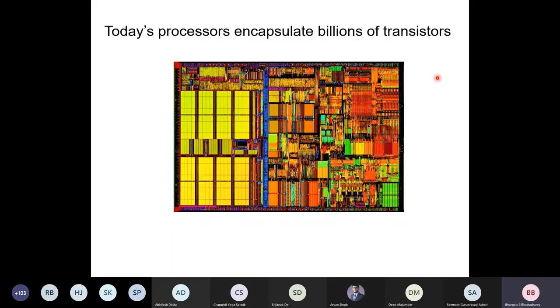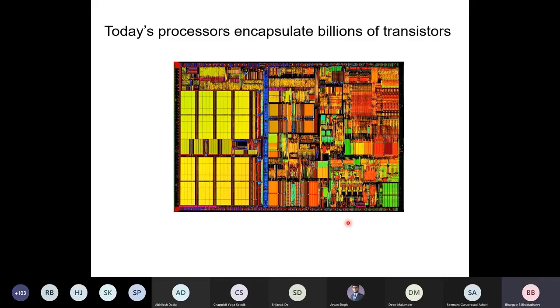So in summary, this is the photomicrograph of a modern processor. You can see that this is a multi-core processor. There are 8 cores here and other components here. So this is the whole thing you have to design. So in computer organization, we are talking about this kind of complexity.